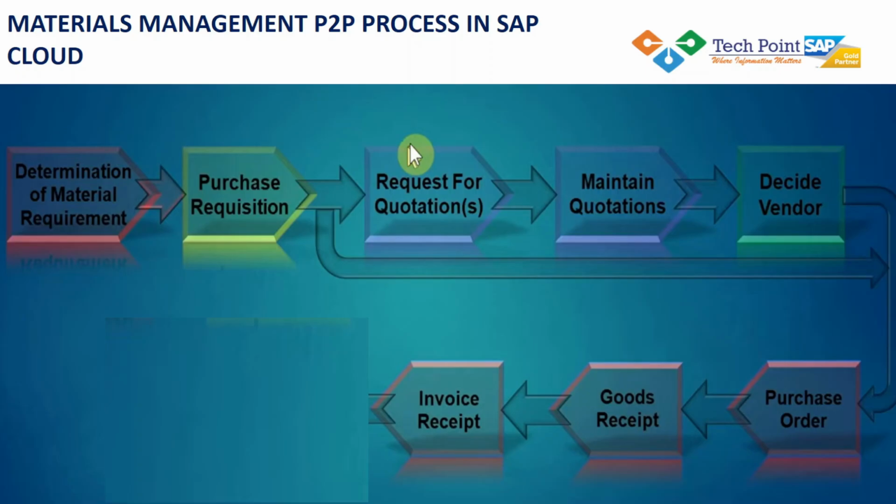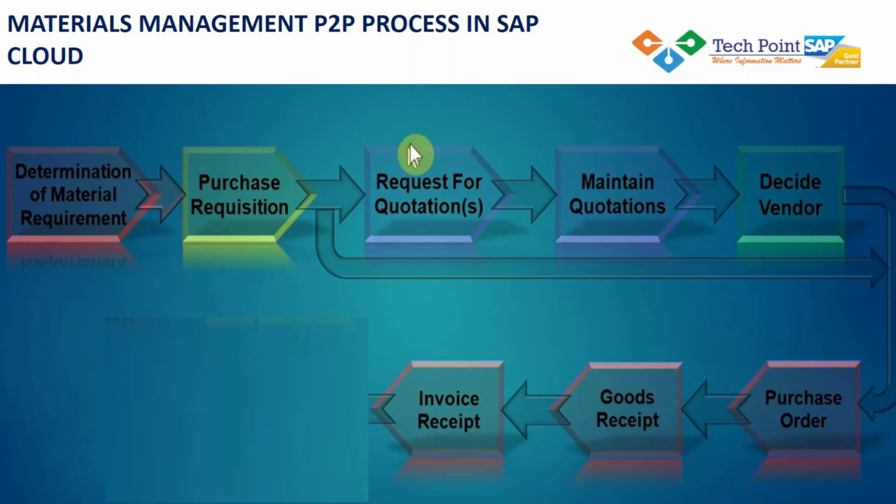See, in this workflow, you can easily see that once the requirement is generated, a purchase requisition is created, then a request for quotation is passed to the suppliers, then these quotations are maintained in the system, and on the basis of these quotations the vendor is decided and finalized. After that the purchase order is created and given to the shortlisted supplier.